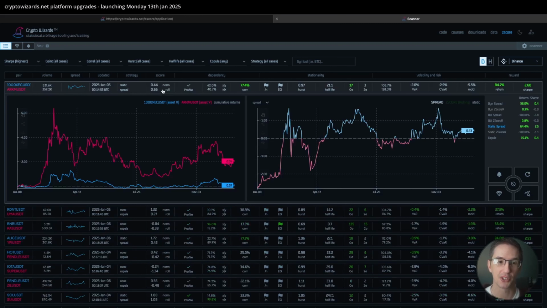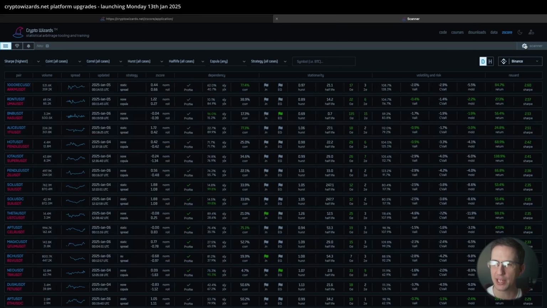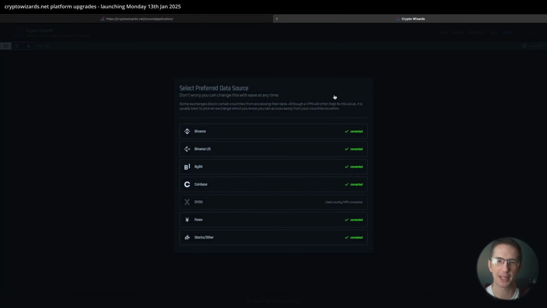So this is what you will see when you log onto the site from next week, Monday, the 13th of Jan, 2025. You will see this new platform. But currently, if you log on today, this is what you will see here. So what I'm going to do here is just reset everything to restore it to factory settings, so get rid of any playing around that I've done.